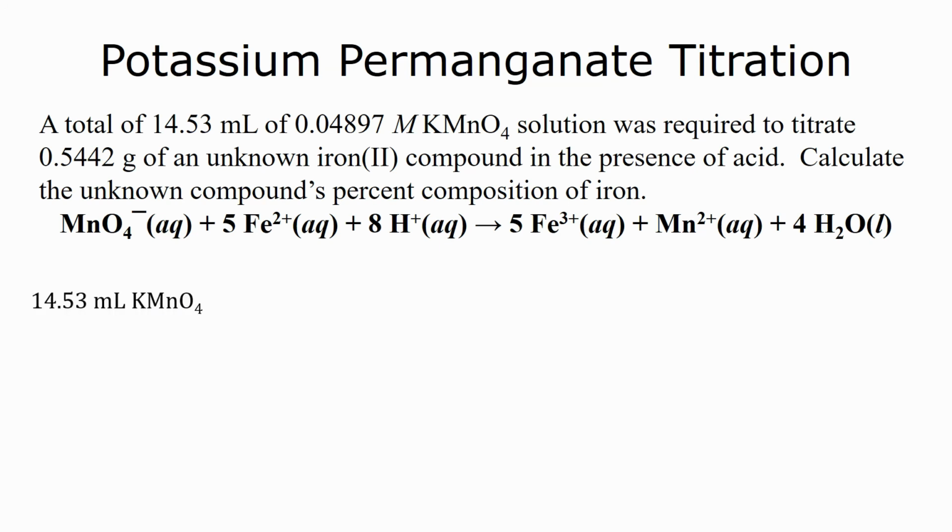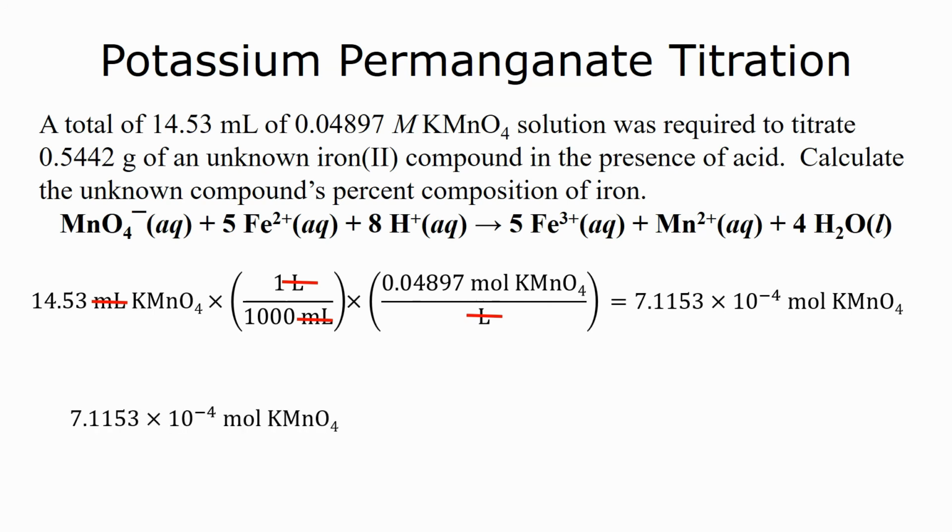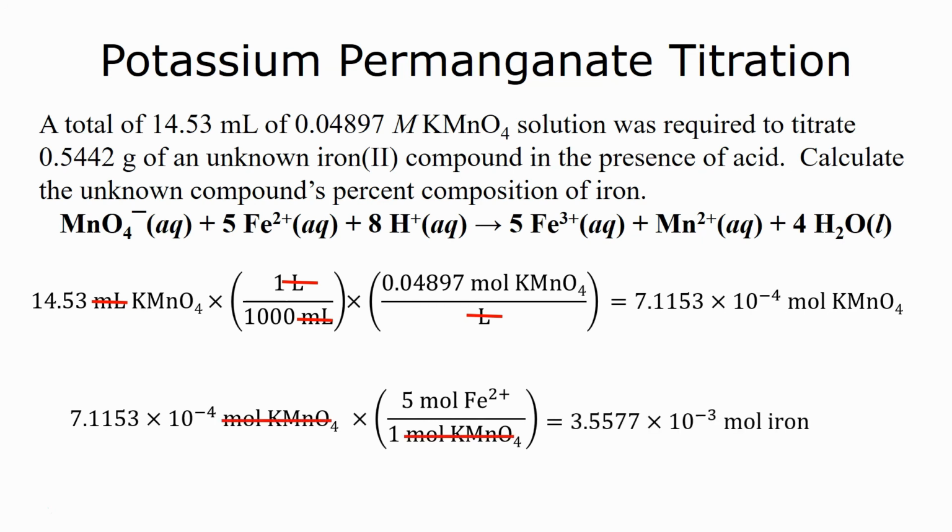We know how much potassium permanganate was added. We need to convert that to liters. We know the concentration of the potassium permanganate, so we can determine the number of moles of potassium permanganate added. Using the stoichiometry of the reaction, the 5-to-1 ratio of iron(II) to potassium permanganate, we now know the number of moles of iron that was titrated.